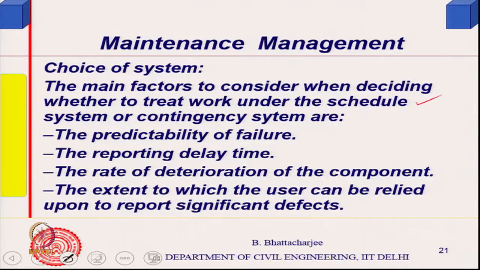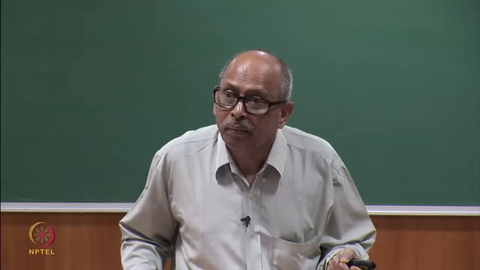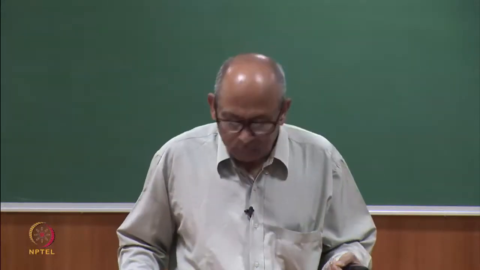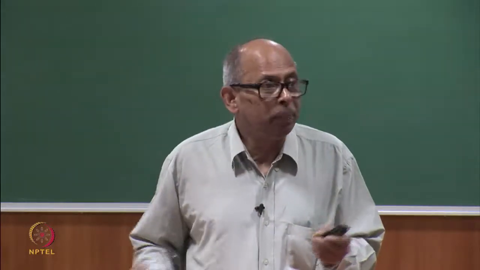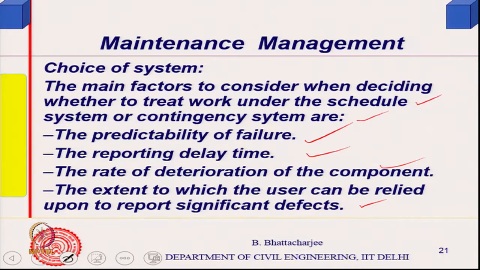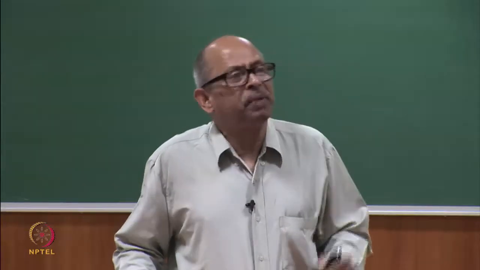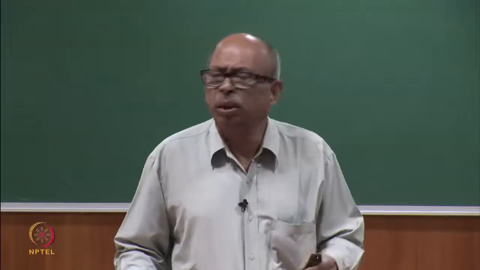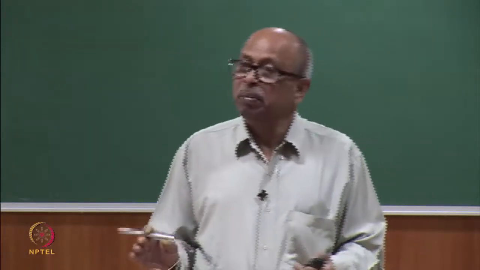The main factors while deciding whether a work should go to the scheduled system or contingency are predictability of failure and reporting delay time. Sometimes I may not even know when an actual defect has been initiated; I will come to know about it much later. In such a situation you can't put it into the scheduled system, because the delay period will be less. The rate of deterioration of the component should be known, and if you can't rely on the user, then it will have to be on the scheduled system on your own inspection. If certain complaints are there, whenever the user says so, I can put them into the contingency system also, but the idea is to maximize the planned part and minimize the contingency part.